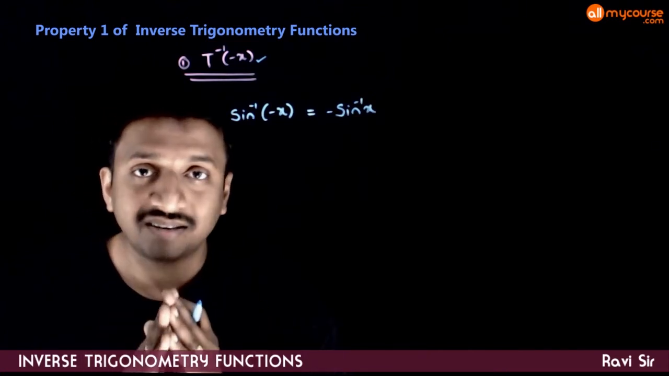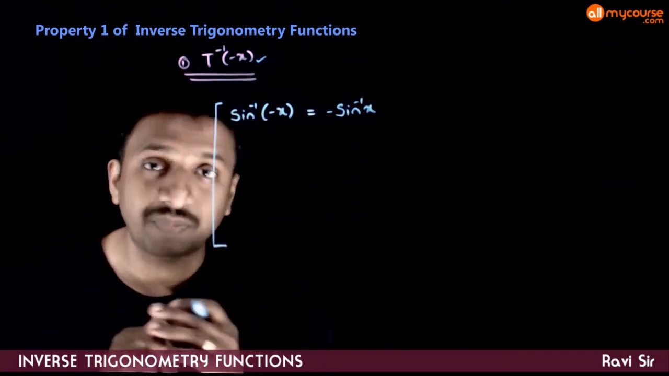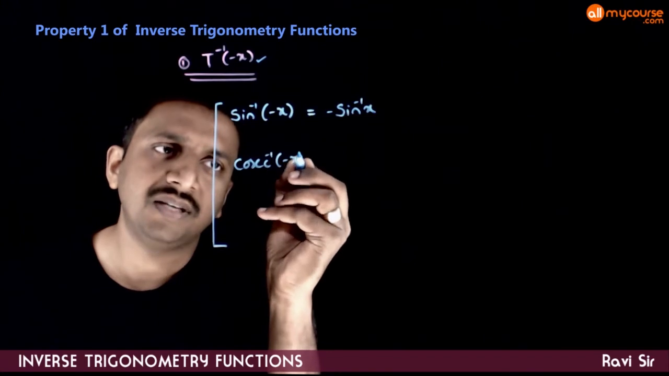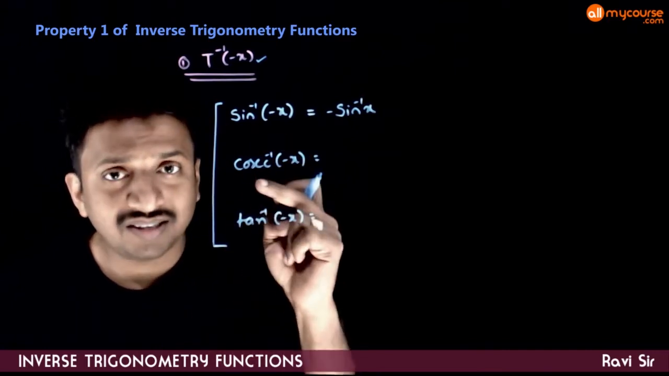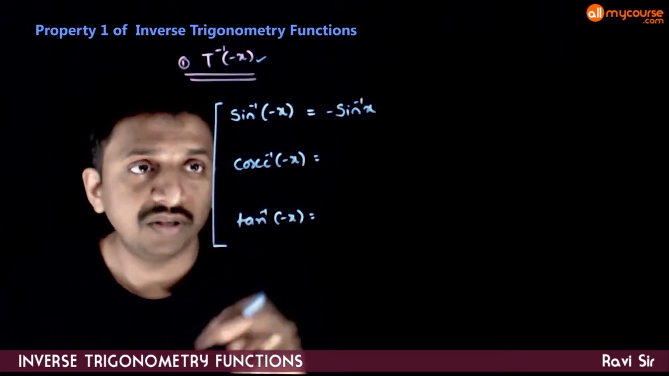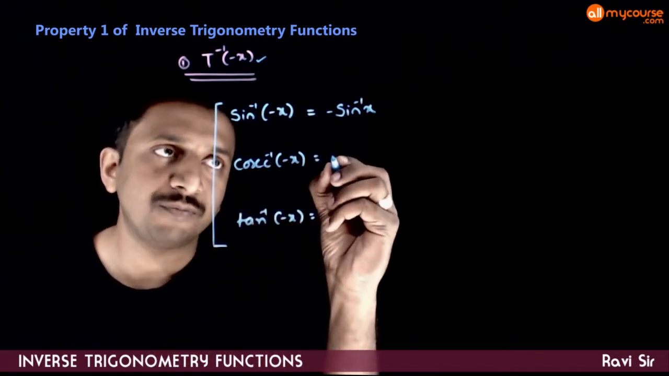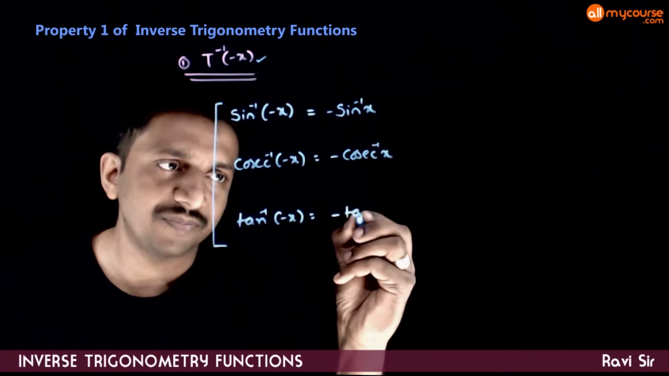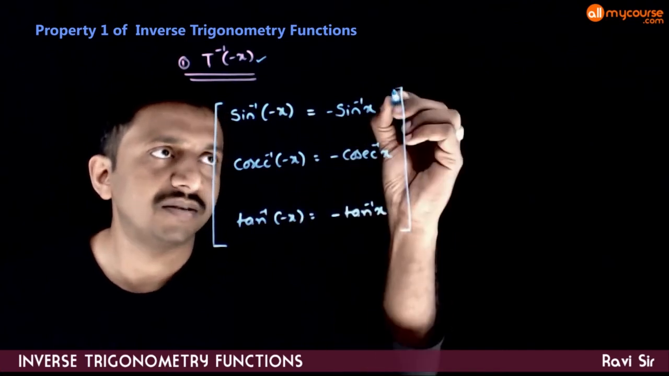We have already seen that there are 3 inverse trigonometric functions whose ranges are related to minus pi by 2 to pi by 2: sine inverse, cosecant inverse and tan inverse. Corresponding to these 3 functions, the minus sign directly comes out of the inverse function. Cosecant inverse of minus x is minus cosecant inverse of x. Tan inverse of minus x is minus tan inverse of x. So these are the first 3 formulas.